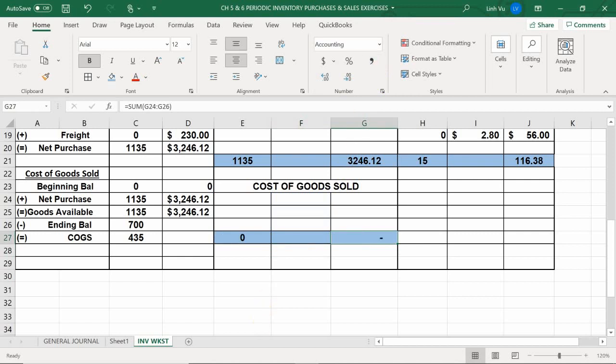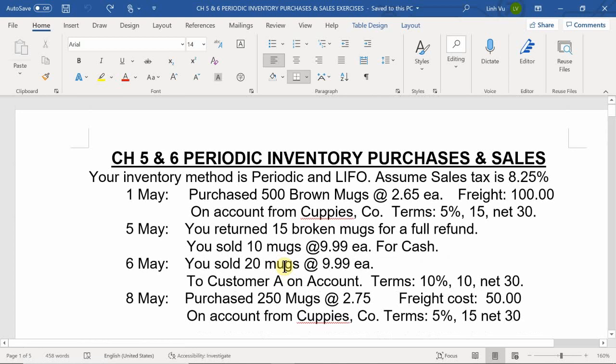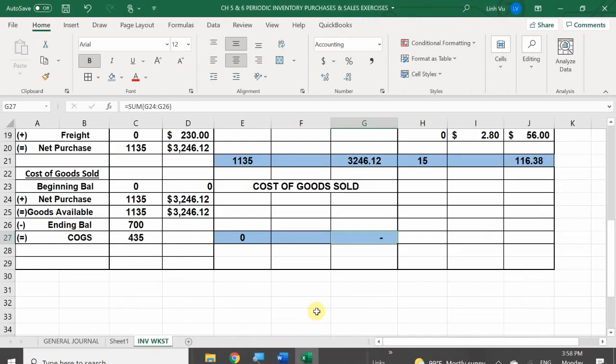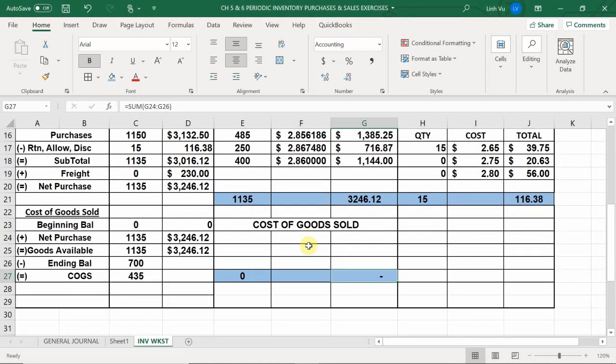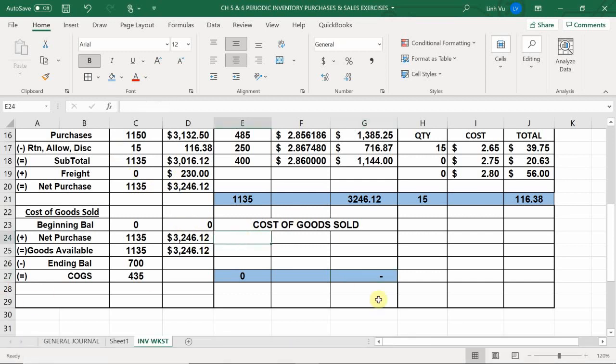Okay, so let's double check and confirm that. Your inventory is periodic and it is LIFO. So as we can see in our table, our ending goal is that we are trying to sell 435 units. And here, we have a total of 1135 units. So if we're using the LIFO method, which batch of inventory are we going to sell out first?